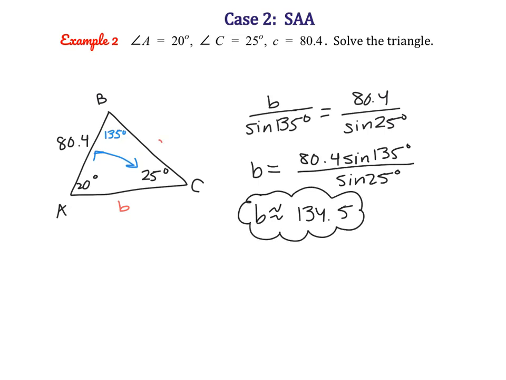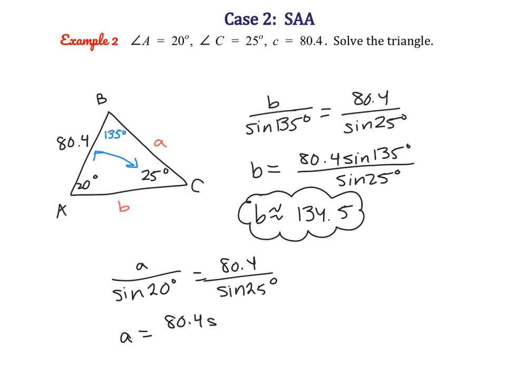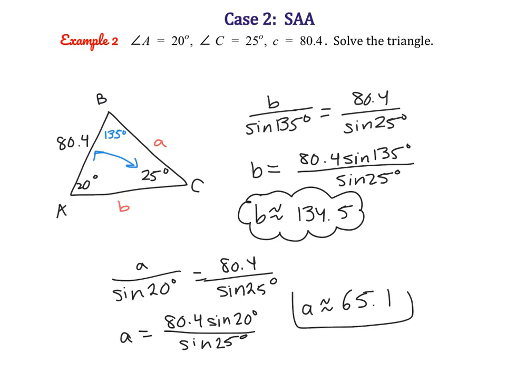Now we can do the same to find side A. We can say A over the sine of 20 degrees equals 80.4 over the sine of 25 degrees. So let's multiply both sides by the sine of 20. And if you plug this into your calculator, you get approximately 65.1. And there you have it. So again, a slightly different set of information because here you have an angle, and then a non-included side, but you can still use law of sines just as easily.